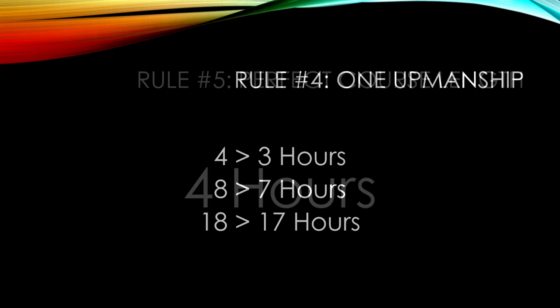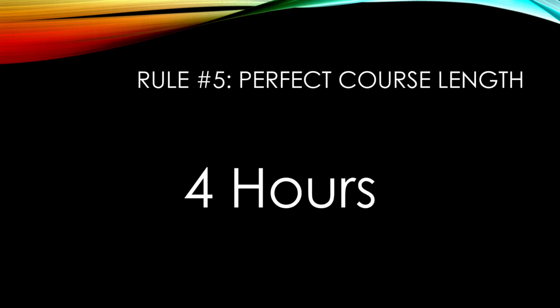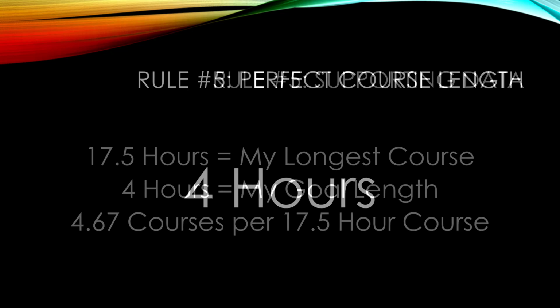But what does this all come down to? Rule number 5. For me, the perfect course length is 4 hours. Now, what does that really mean? Actually, it means 180 minutes plus 46, 226 minutes. If you can hit that, you have hit the perfect course length.